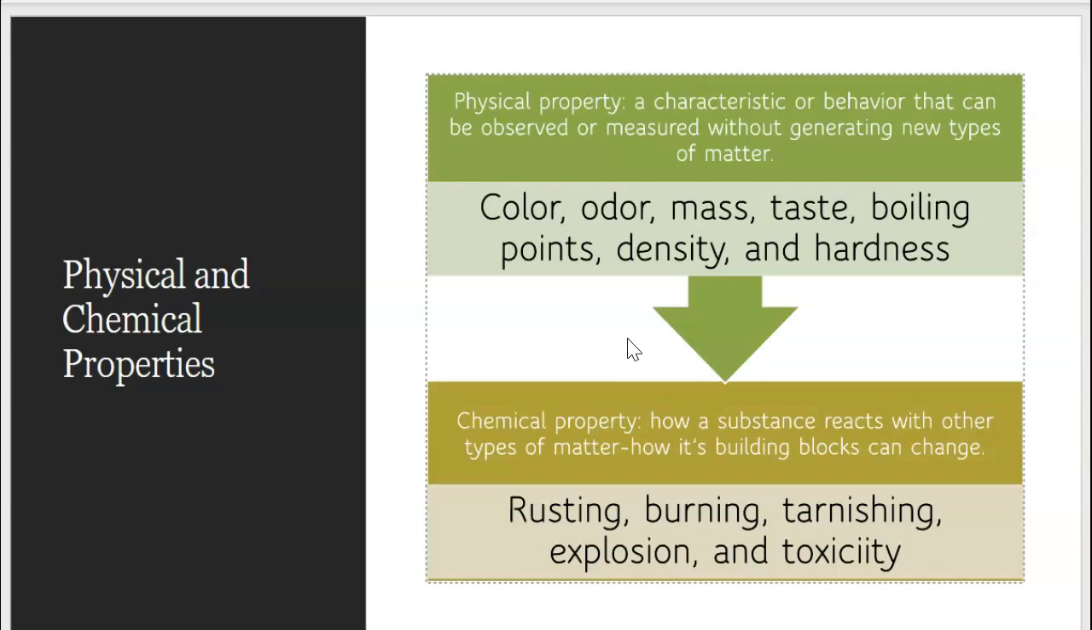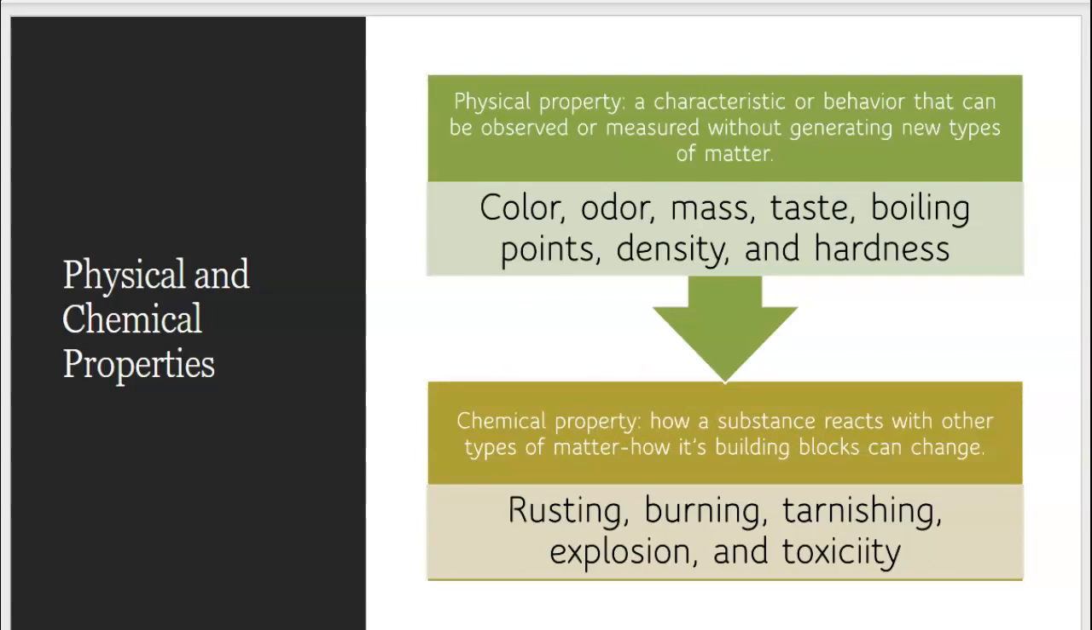Chemical properties are going to be how substances react with other types of matter. So how does one type of matter react with another type of matter? And how it changes when those reactions occur, the different building blocks of the matter. And that would include examples like rusting, burning, tarnishing, explosion, toxicity, those types of things.